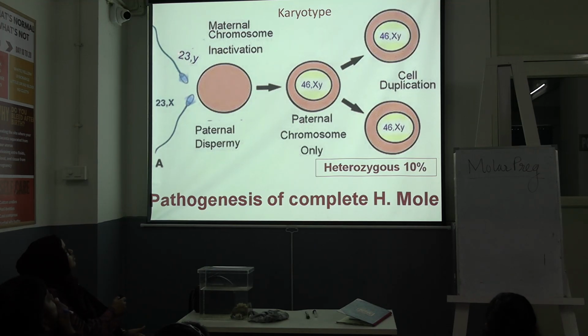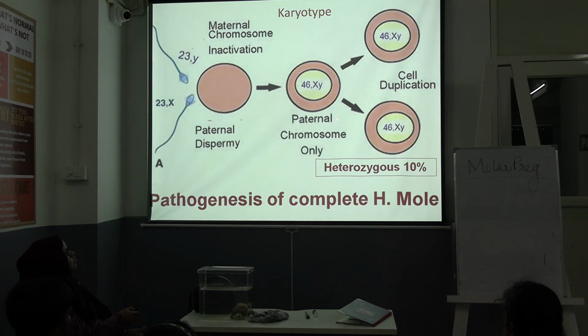Now coming on to the other type, the ovum gets fertilized by two types of sperm, say 23Y and 23X. Here also there is paternal dispermy, and maternal chromosome inactivation is there. So here it is 46XY, one is Y, one is X, and here only paternal chromosome is there. But because two types of sperm are there, it is heterozygous. But it is very less, that is 10%.